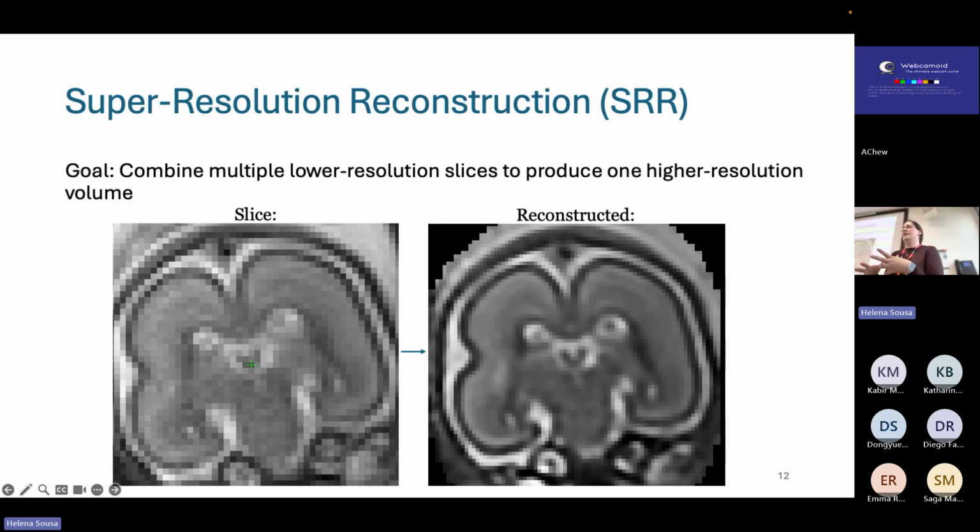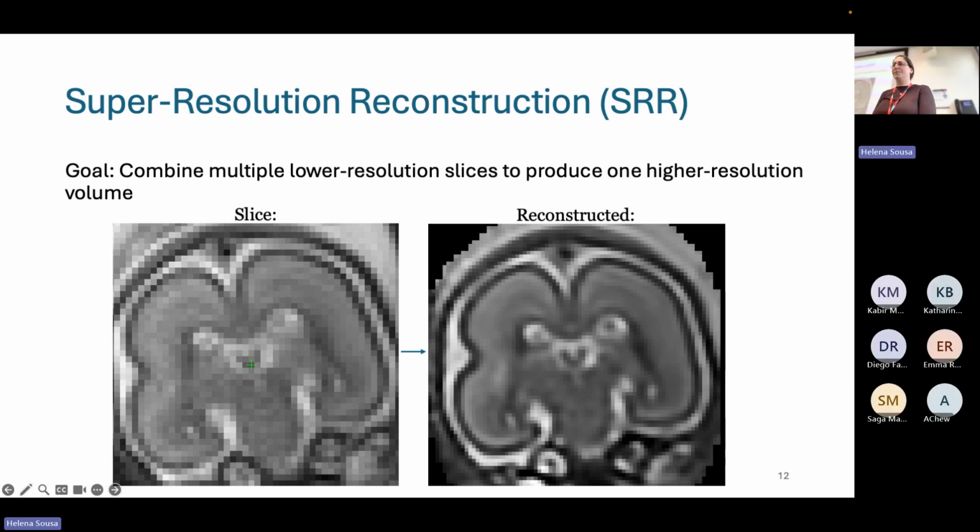But if we just drill down a little bit more into the super resolution reconstruction process. So our goal here is to combine our lower resolution slices into one higher resolution volume. And you can see the difference in resolution between these images. And we can only do that because we've got multiple different slices of the same area.